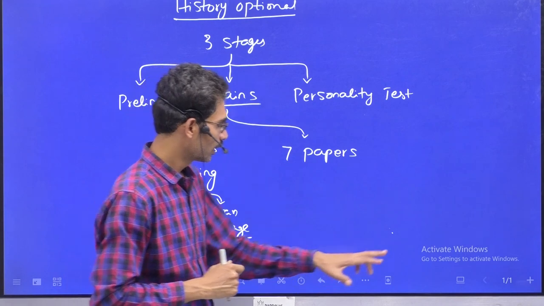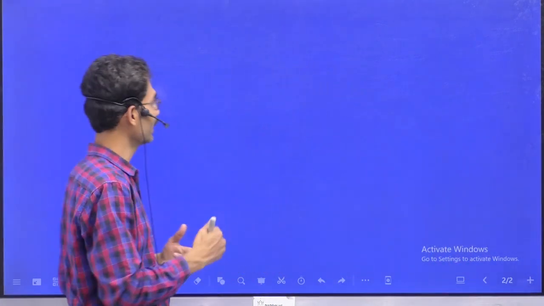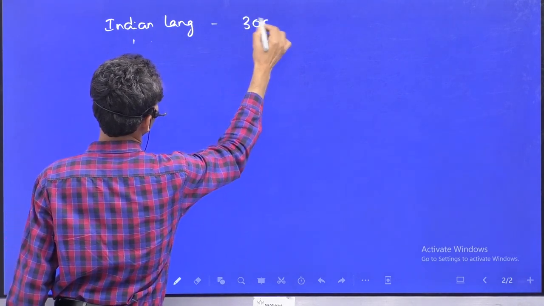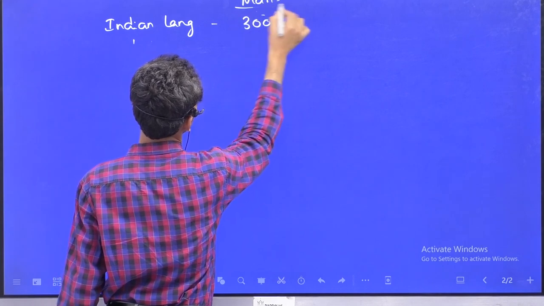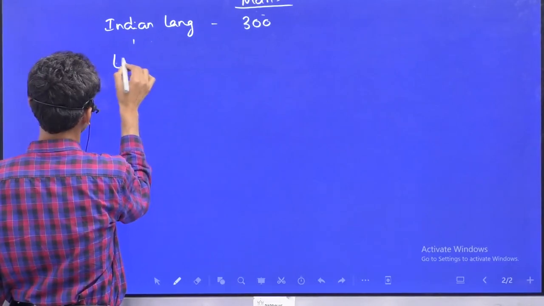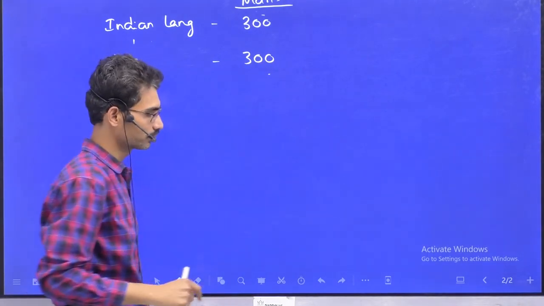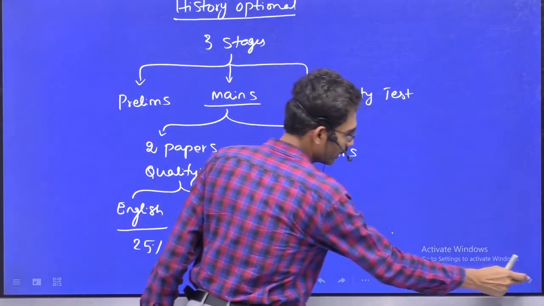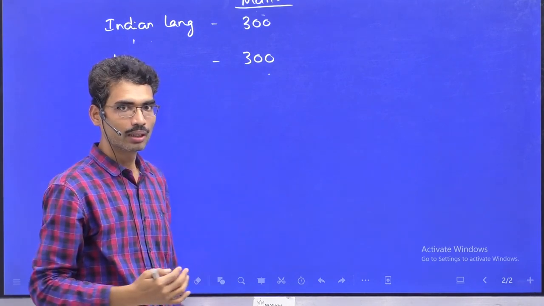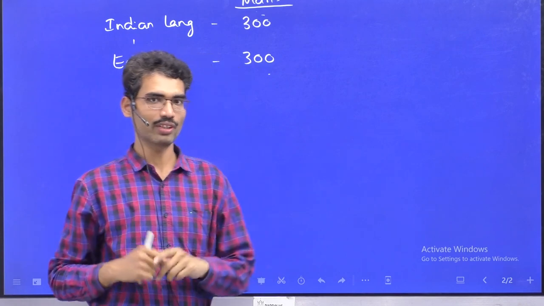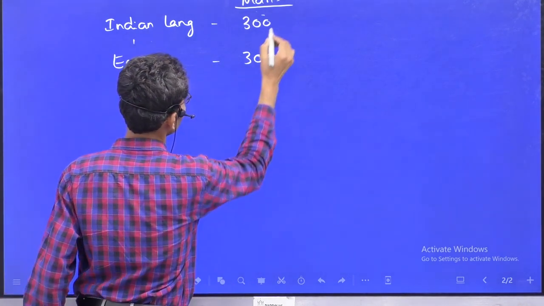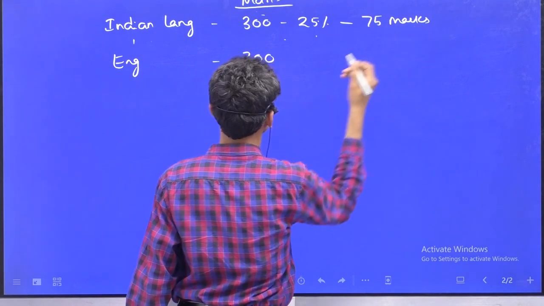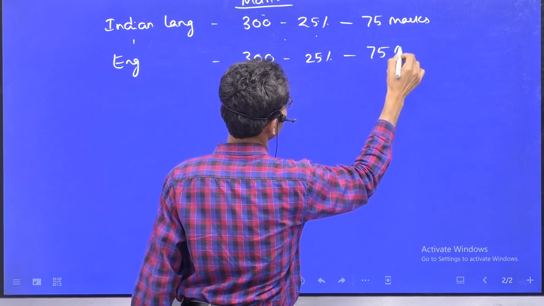Now I will write one by one how many marks each paper contains. Indian language is for 300 marks. The second one, English, again 300 marks. So the 2 papers which are qualifying in nature, English and Indian language, are each given 300 marks, but out of 300 you just need to cross 75 marks. That means 25% is required to cross this, that means 75 marks.